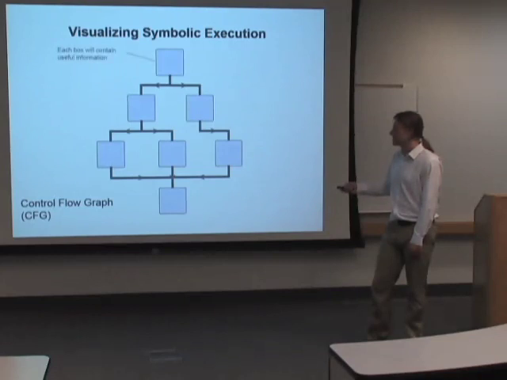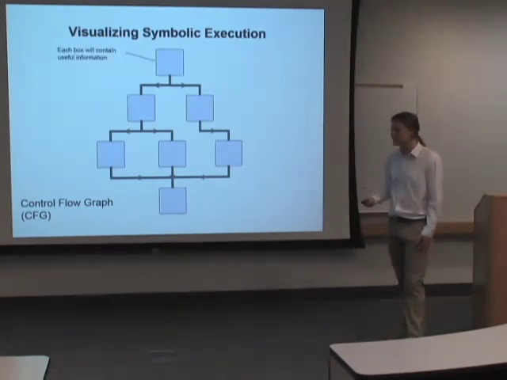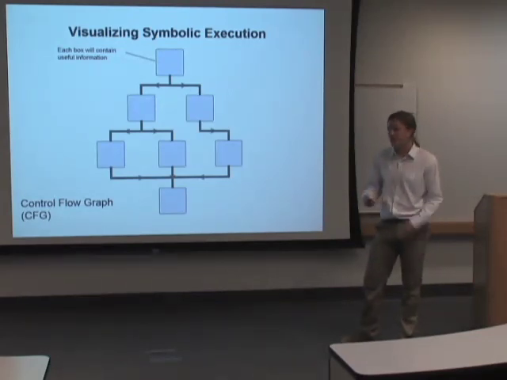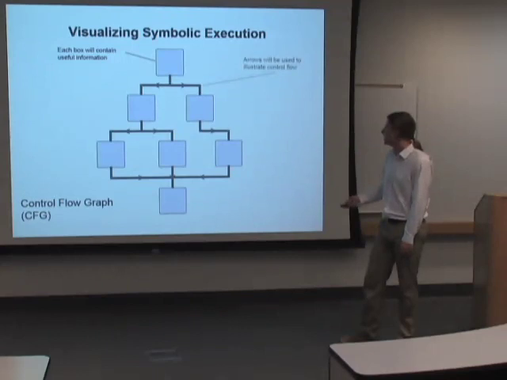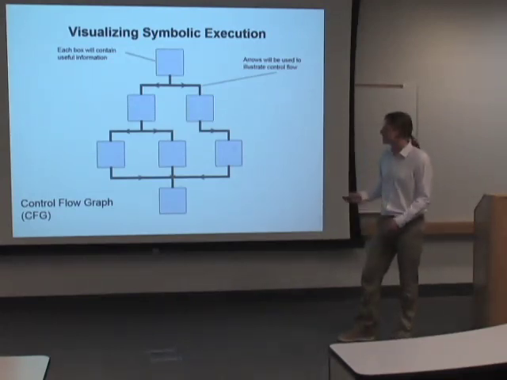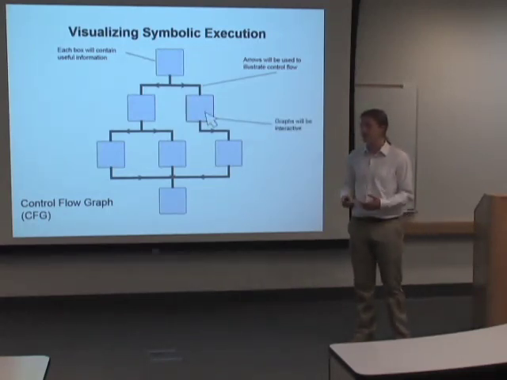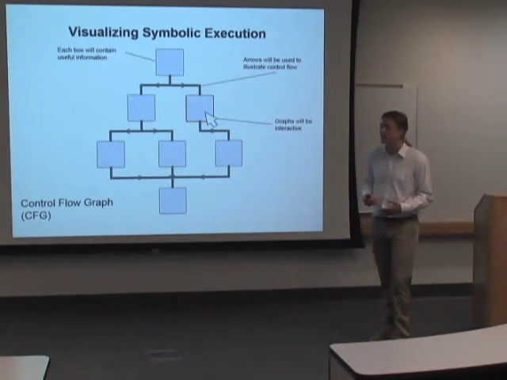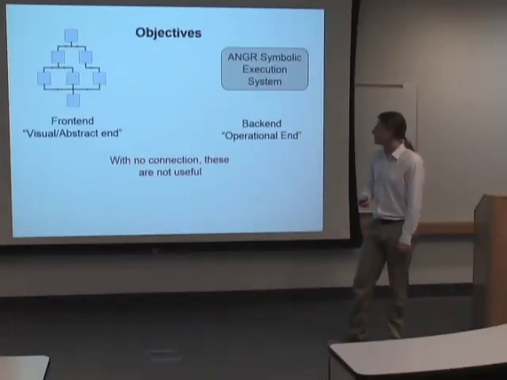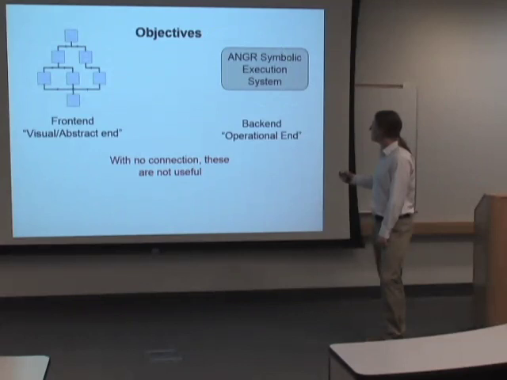So we would like to create these to help analyze the results of our symbolic execution. Each box will contain useful information about how that function works, and what data is being manipulated in each one. Of course, we'll have these lines connecting the different functions to show the control flow, which is basically just how each function leads to other functions. Of course, we want this to be very interactive. This is really a tool for analysis, so the more interactive it is, the better the user can see exactly what's going on, and the better we can assess the security of a program. So our objectives. So we have our symbolic execution system.